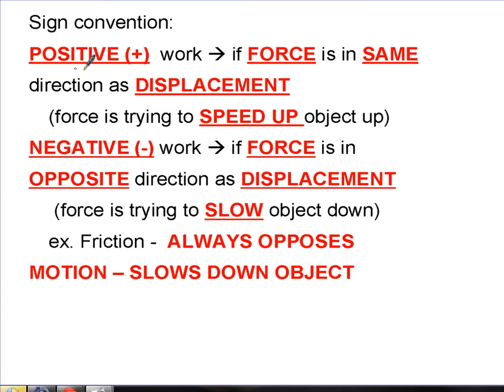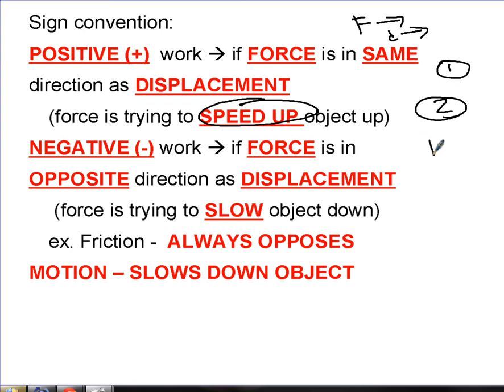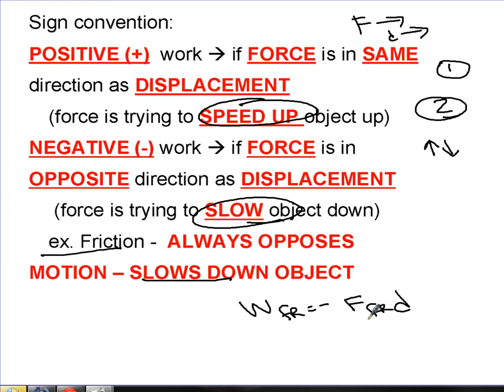Now, sign convention. Work is positive if F is in the same direction as D. Basically, work is positive if it's speeding an object up. So there are two things you can look for: it's in the same direction as D, or it's speeding the object up. Work is negative if they're in opposite directions, or if it's slowing the object down. Now, friction always opposes motion. It always slows down. So the work due to friction is always going to be negative. Always.